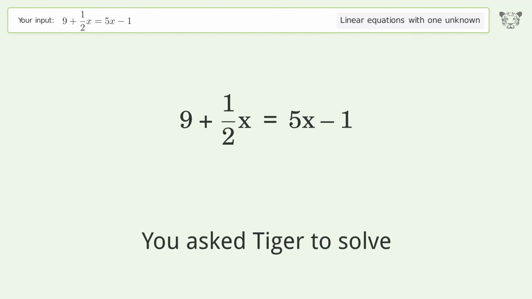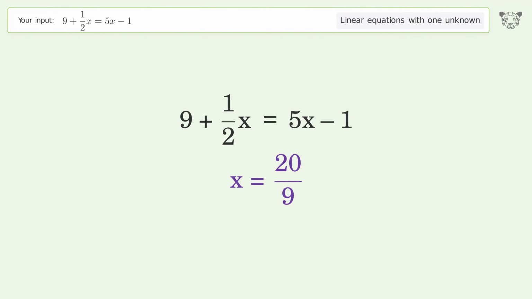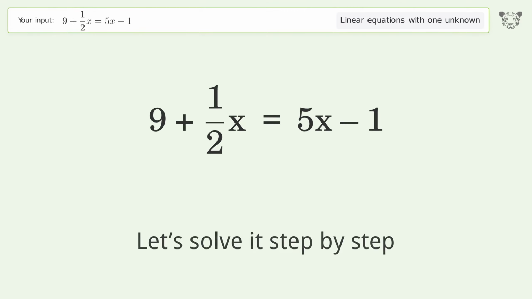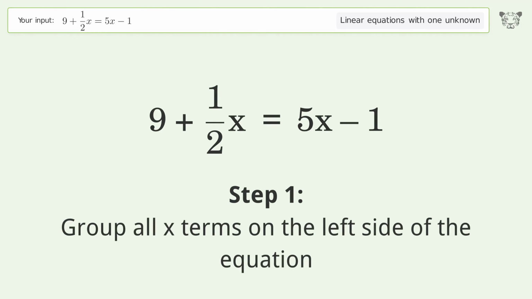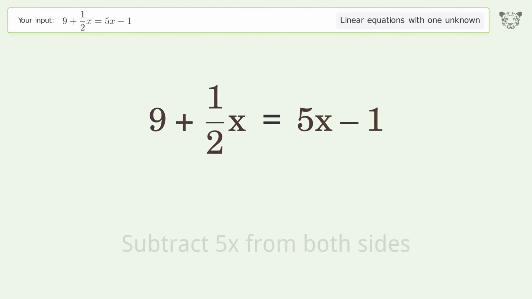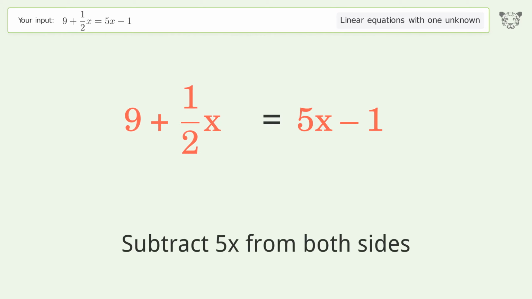You ask Tiger to solve. This deals with linear equations with one unknown. The final result is x equals 20/9. Let's solve it step by step. Group all x terms on the left side of the equation. Subtract 5x from both sides.